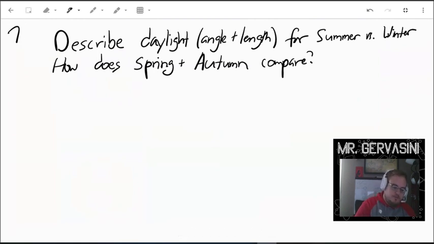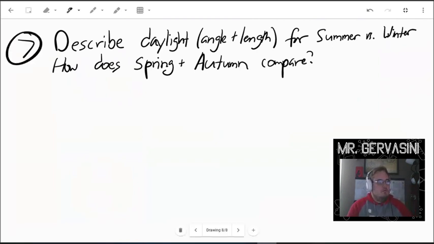I don't really need those arrows. All right, so we're going to do number 7. A little messy, but I'll clean it up where I can.